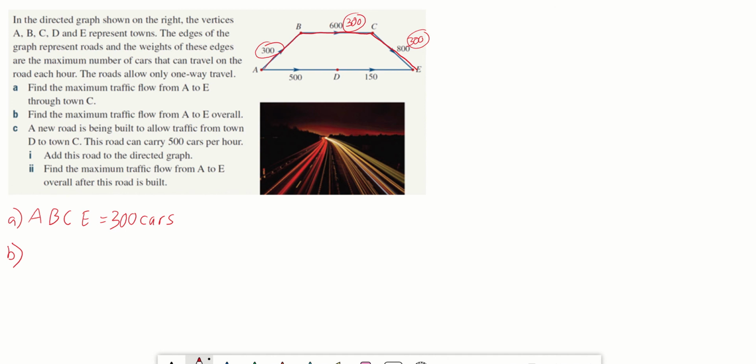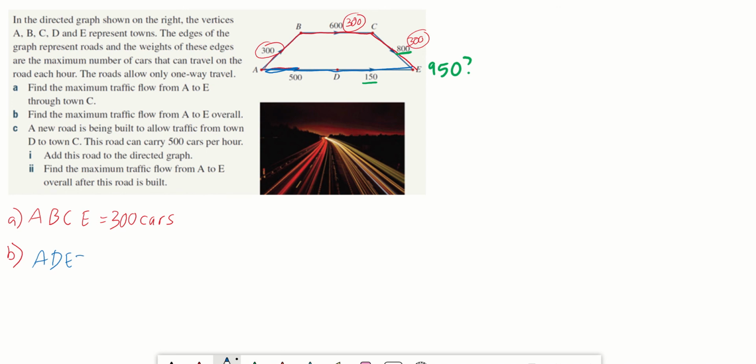Find the maximum traffic flow from A to E overall. So from the source to the sink overall. So now what they're saying is include every other path possible as well. So if we now take the other path, in a different colour, A, D, E is our other path that we have to look at. Because remember, it looks like the maximum possible flow is going to be 800 plus 150, so 950. Now we know it's not going to be any more than that, but will it be exactly that? This is why we have to check and find the smallest pipe possible.